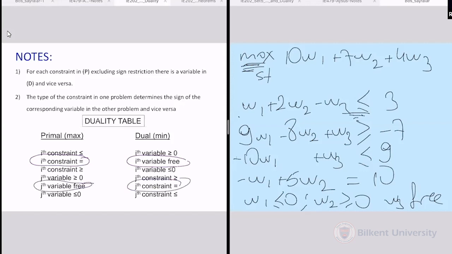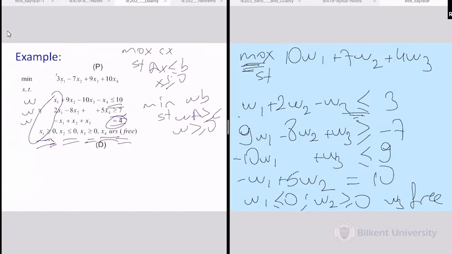These explain why W3 is free, because W3 is for the third constraint. And also we have free variable x4. That means the constraint I'm writing for x4 should come with an equality. All right?